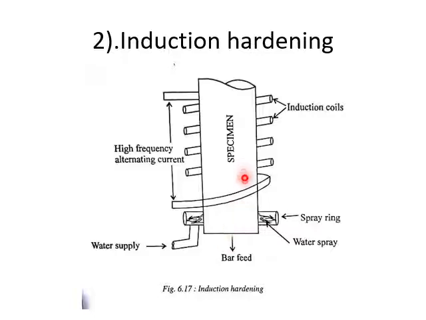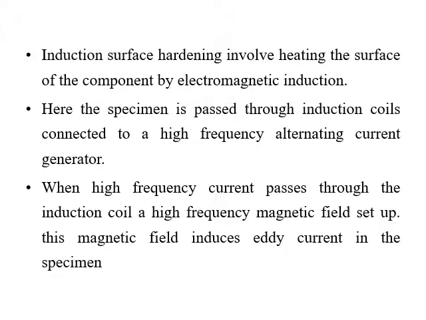The bar is fed from top to bottom. So the surface of the specimen is getting heated up with the induction current which is produced with the induction coils, and it is simultaneously quenched downward to get the surface hardened. So the thing here is the frequency of the current in these induction coils will determine how much depth we are going to get, in order to control the case depth of the specimen.